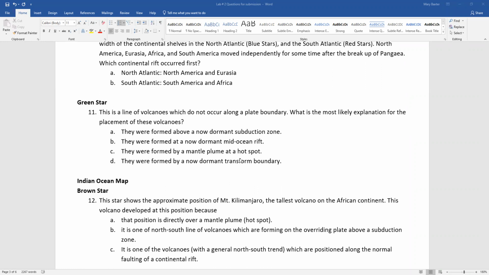Well, this last one, is there volcanism on a transform boundary? So it has to be one of the other ones, probably. So we're either going from a now dormant situation, where it was active in the past and now it's not, to something that was maybe still active, though maybe not in the same position. Okay, so let's go back and look at that map again.